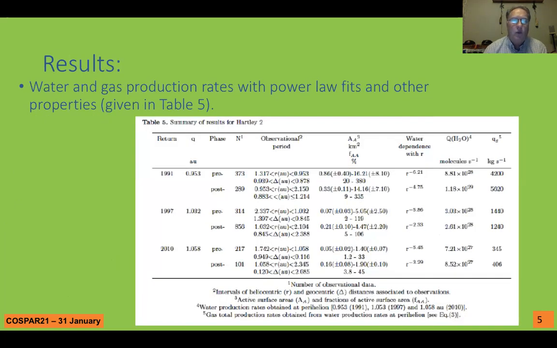The results, well, we were able to use the model to produce water and gas production rates, both pre and post perihelion. We gave power law fits to and other properties that are now summarized in table 5. I know there's a lot of information there. I'll summarize that at the end of the talk.